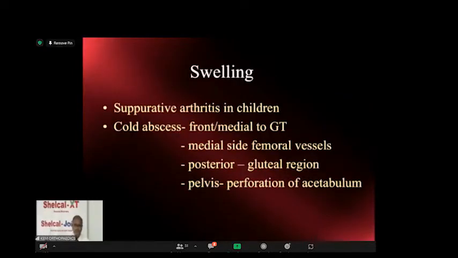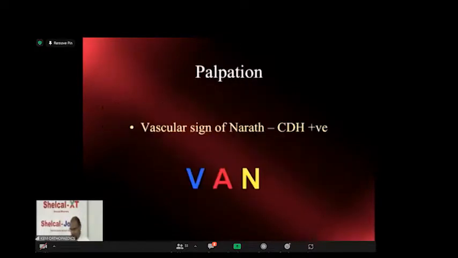Next, if there is any swelling, I told you whenever there is a swelling, you describe it as given in your SDAS book for swelling examination. Many times cold abscesses travel along the medial side of the femoral vessels. So it may present in Scarpa's triangle, it may present posteriorly in the gluteal region, or it may go to the acetabulum. Sometimes it trickles down to the medial aspect of the knee, up to the medial malleolus also.